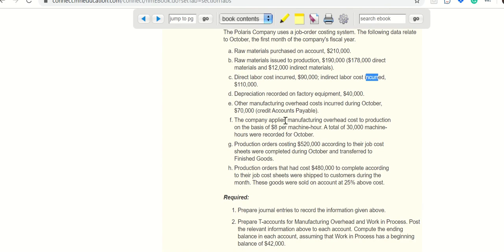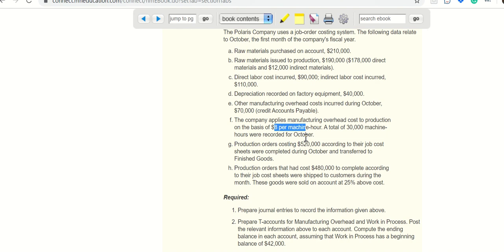Okay, number F, the company applies manufacturing overhead costs to production on a basis of $8 per machine hour. So they've given you your predetermined overhead rate right there. A total of 30,000 machine hours were recorded in October. So this is your actual hours. And remember, if we're going to apply overhead, that'd be the $8 predetermined overhead rate times the actual hours, 30,000.